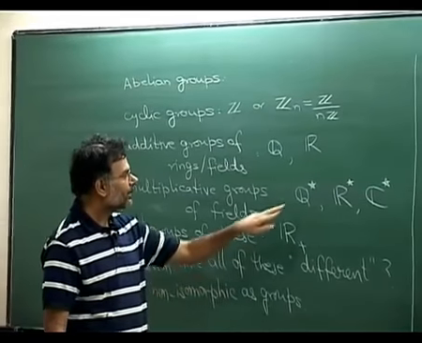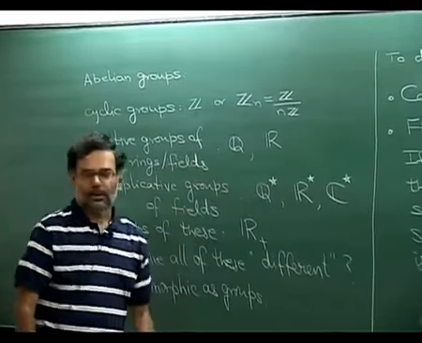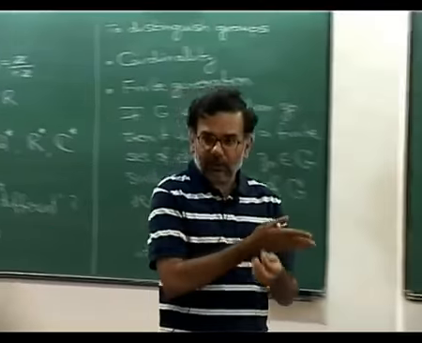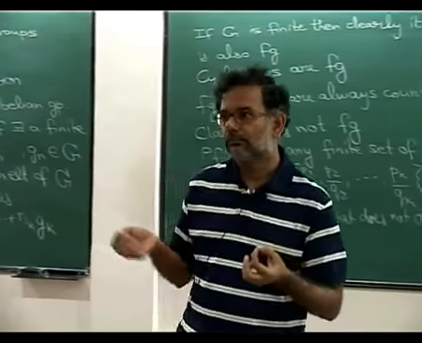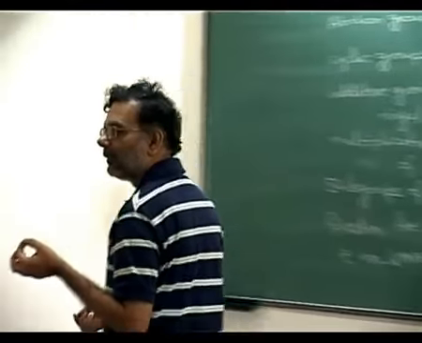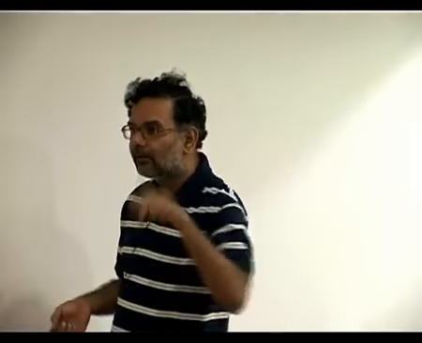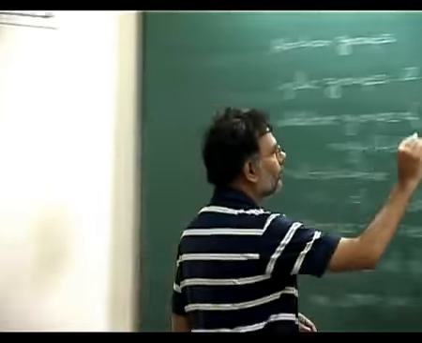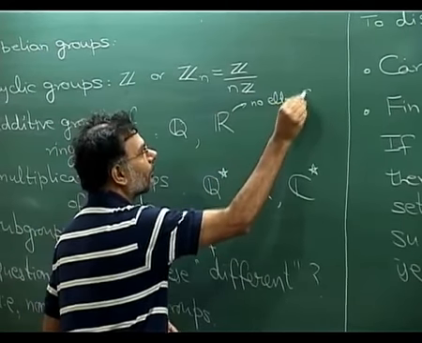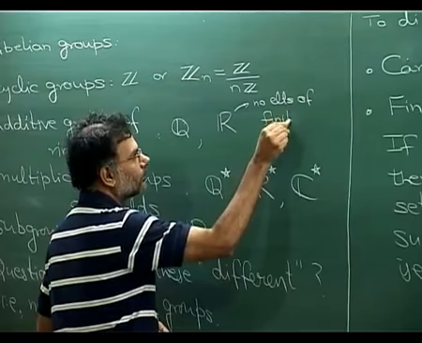So let's look at say R, the group of real numbers under addition. Are there elements of finite order in R? Under addition, if you take a real number and keep adding it to itself any number of times, will you ever get to 0? No, you won't. So R has no elements of finite order.